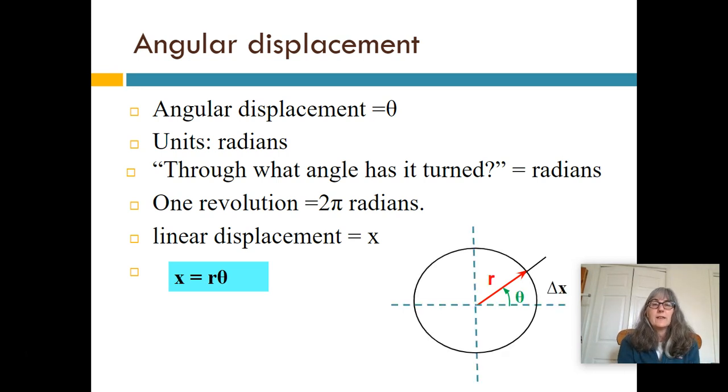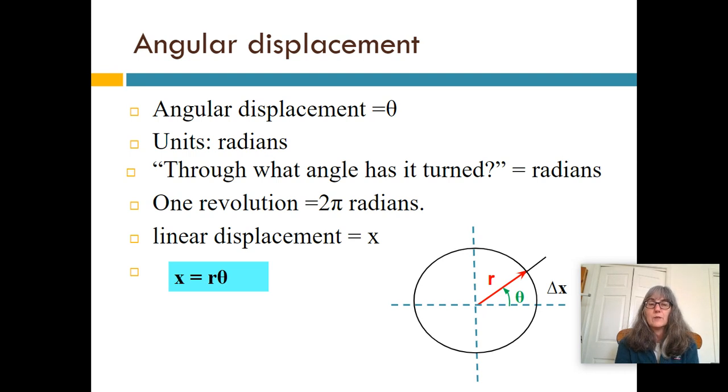Angular displacement is theta. So sometimes delta theta, but usually we just use theta. That's the analog to displacement or position or distance or however you want to call that. So what we would have called the x back in the fall when we were doing kinematics, we're going to call theta. The units on this are radians. So there are 2 pi radians in a complete circle, or 360 degrees.